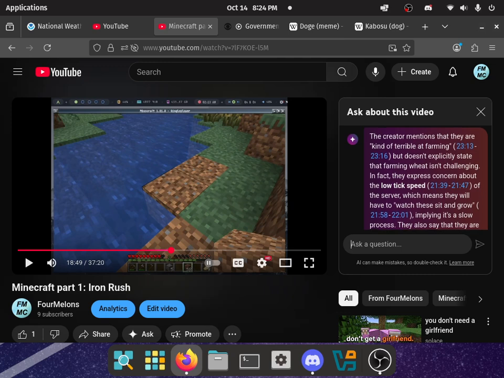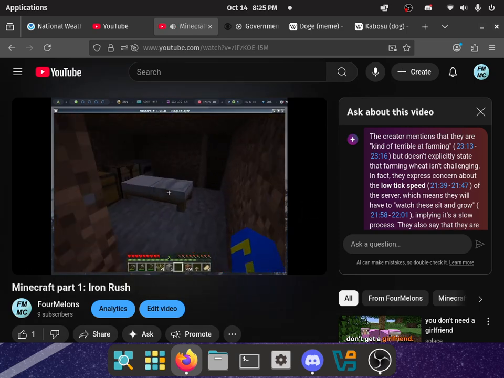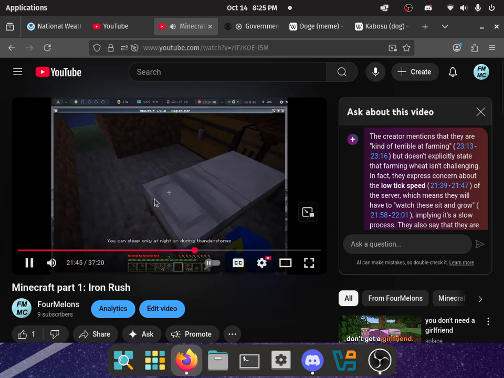The creator mentions that they are kind of terrible at farming, but doesn't explicitly state that farming wheat isn't challenging. In fact, they express concern about the low tick speed of the server? Wait, hold on. Did I say server? Farm, though, because the tick speed, you know. That Earth SMP server I mentioned earlier actually has a higher tick speed than usual. Alright, so I did mention a server, but the server that I mentioned actually had a higher tick speed than usual. So we've come across our first falsehood. I'm going to count this. I don't really think we're going to find another on this video. It's going to be hard to do on this video.